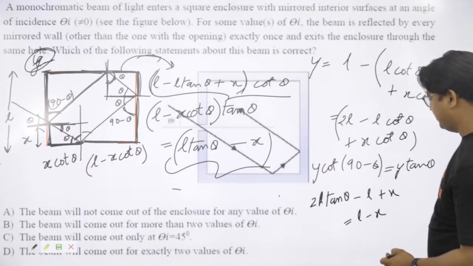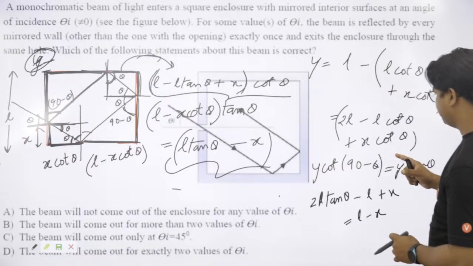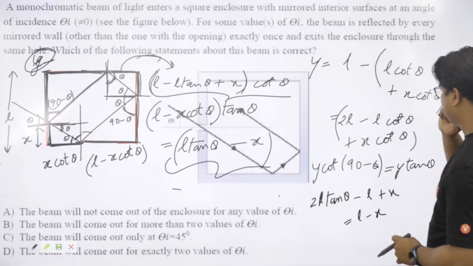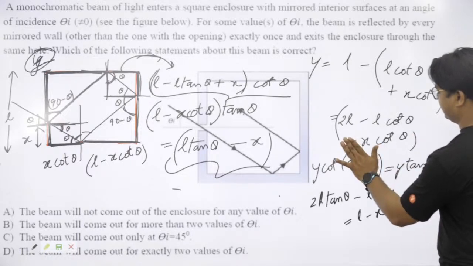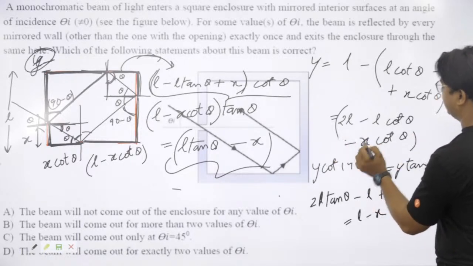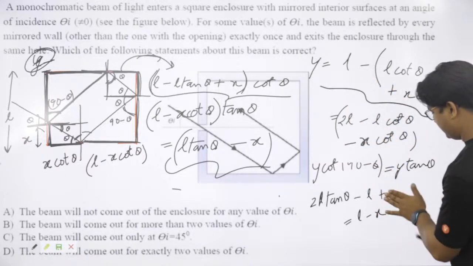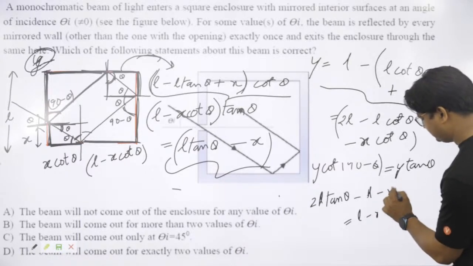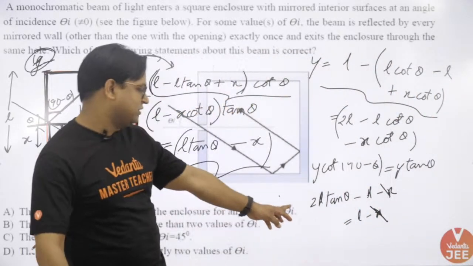I think probably I have committed some mistake. I subtracted this, so 2L, this will have a minus sign here, this will have a minus sign from this step. Okay, so here also we will have a minus sign. So this minus x gets cancelled. You can see that we are getting tan theta as 1.